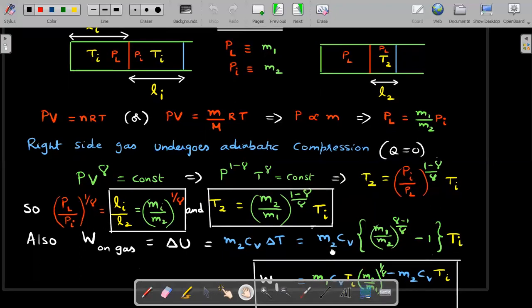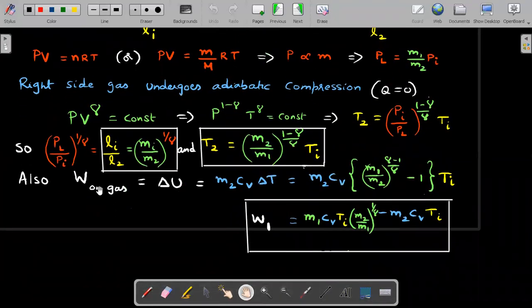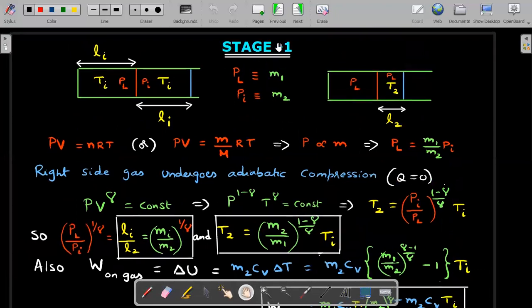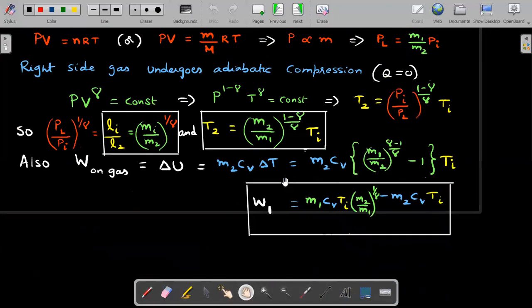So knowing that, I write this W1. W on gas in stage 1 comes out to be, I brought this Ti inside, and then I wrote the subtraction of two terms. Actually, there will be some cancellations in the final step. Okay, so this is something that I'll borrow to the last stage. So stage 1 is done, and we ended up getting this W1.